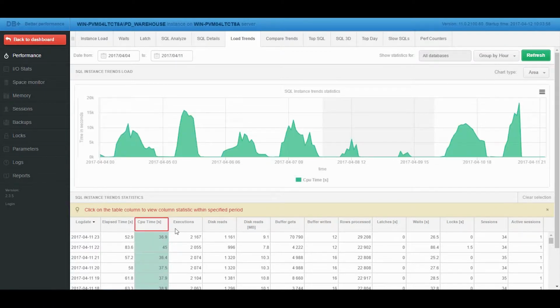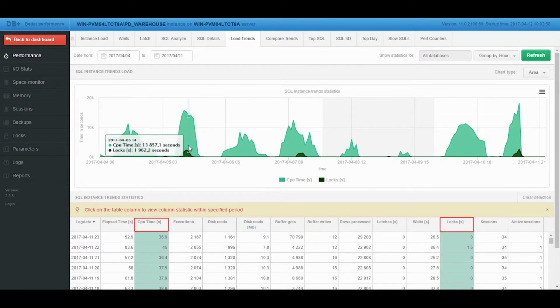First, let's check the CPU usage by the queries running on the instance. Then, let's check the locks. The locks occurred on the 5th of April during specific hours. We can also see the locks on the 7th of April. Also, locks on the 11th of April, with the lock level approaching 2,600 seconds per hour.